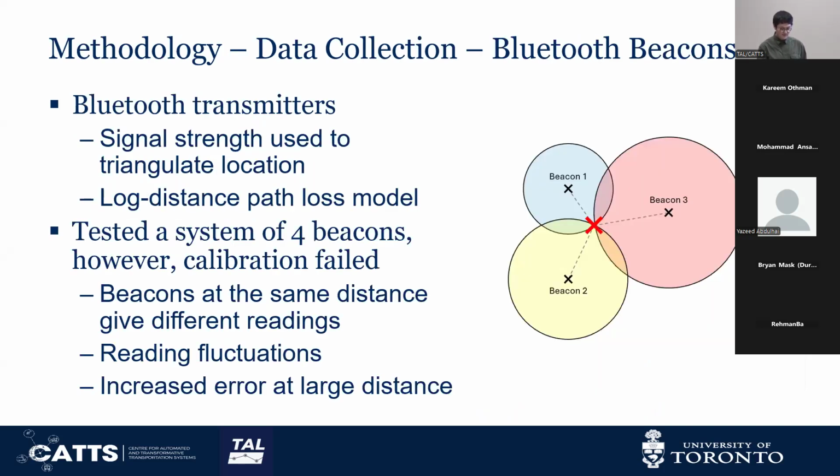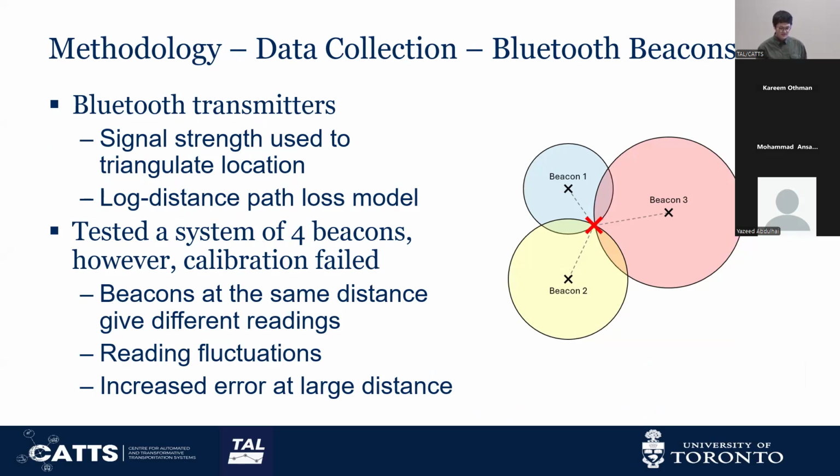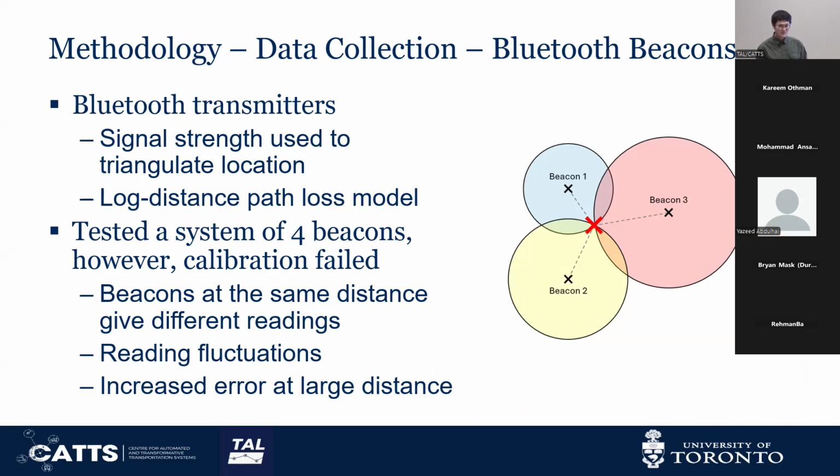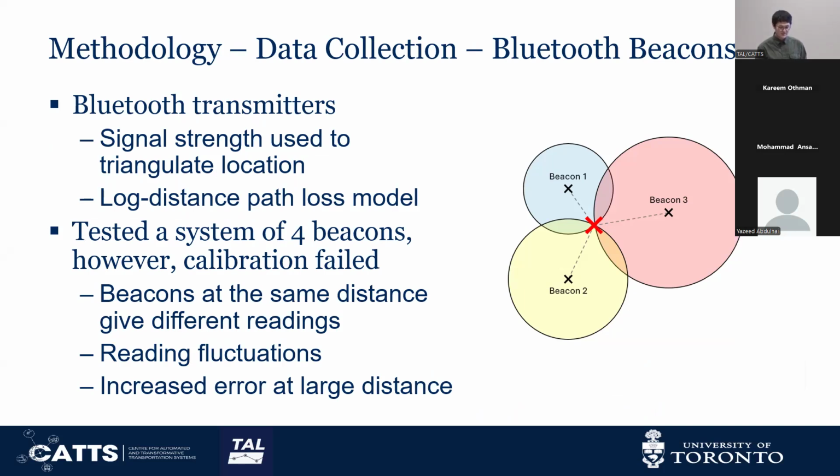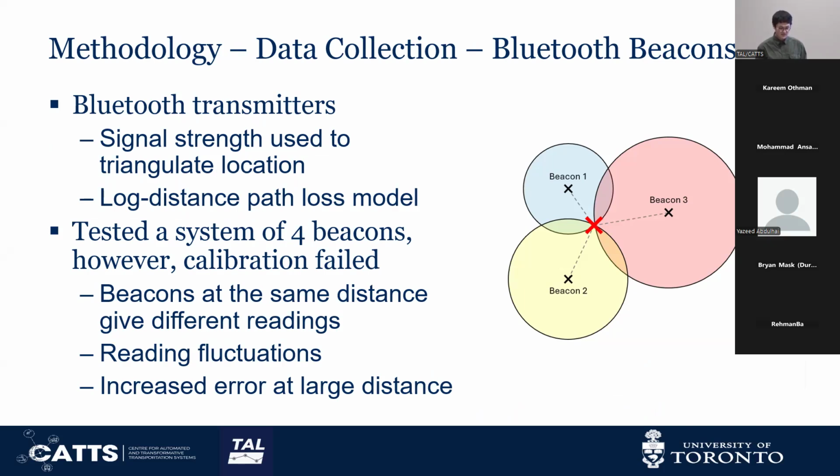And we've also explored the possibility of using Bluetooth beacons. So the idea is that you place a system of beacons, like at least 3, at locations where you know the exact coordinates. And then you use the signal strength reading from these beacons to estimate the distance from these beacons. So from that, you can triangulate your location.